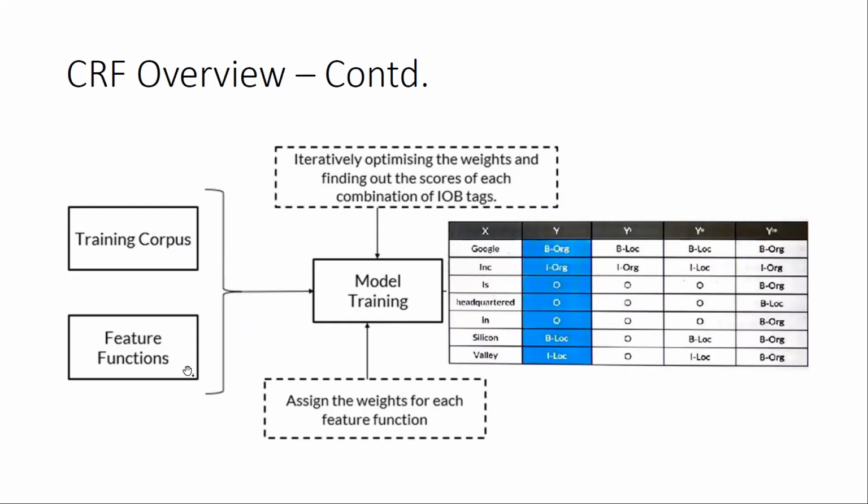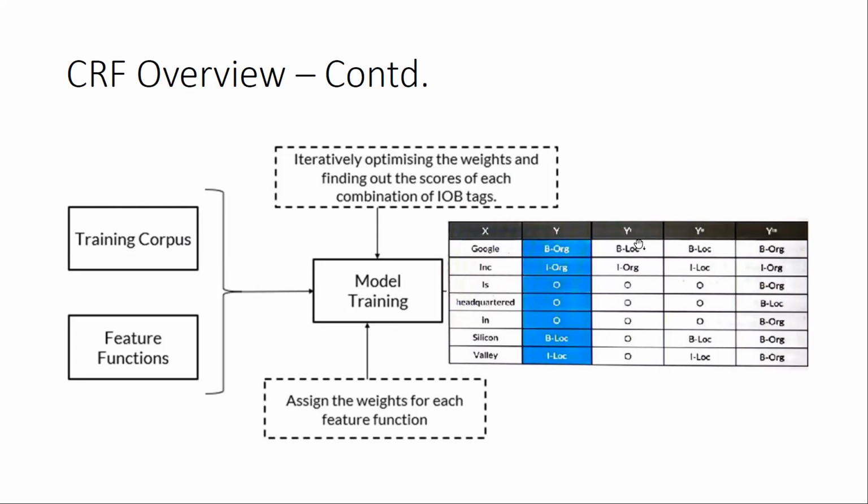This training corpus and feature functions will be the starting point. We will get some features, and then out of those features, we will iteratively optimize the weights and find out the scores of each combination of IOB tags. For example, we have multiple options. Whatever the sentence is, for example, Google Inc. is headquartered in Silicon Valley, we have multiple options that can be correct to predict this named entity recognition, where in the first one we are saying that this is the beginning of the organization, this is inside of organization, this is outside, this is beginning of location, inside of location. So these two are being linked, right, by location.